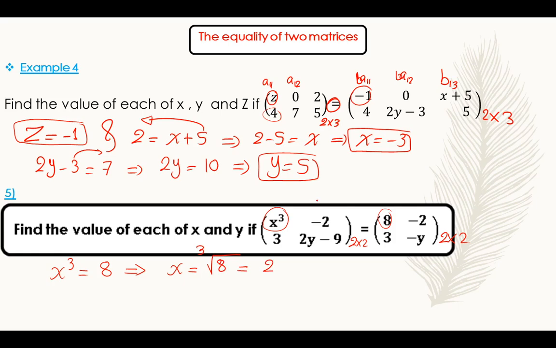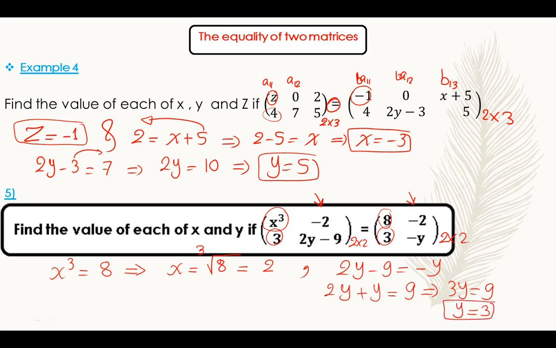And you can see that here a12 equals negative 2, and here is also negative 2. And we have 3 equals 3, and now we have 2y minus 9 will be equal to negative y. Negative y will go to the other side, it will be 2y plus y. Negative 9 will go to the other side, it will be positive 9. Now we have 3y equals 9, that is to say y will be equal to 3. Okay, let's go to another example.